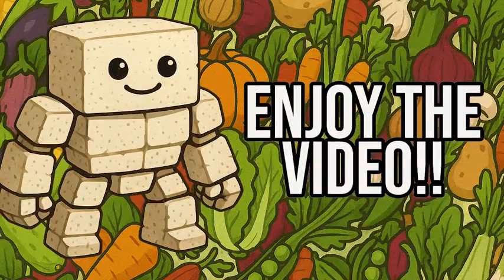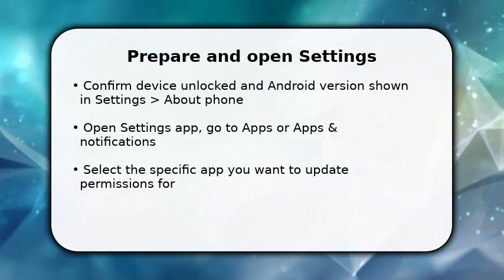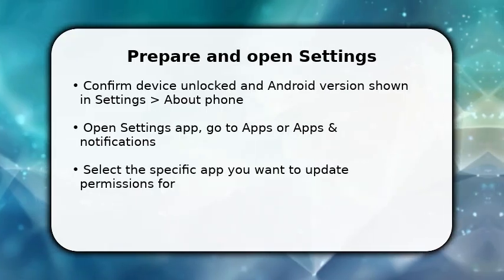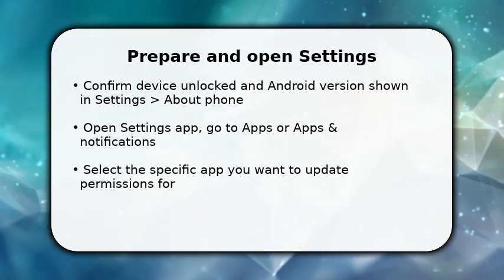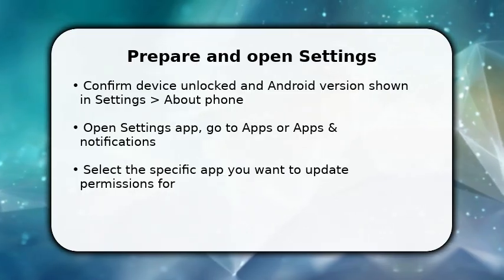Please enjoy the video. You start by confirming essentials. Your phone is unlocked and you know where Settings is. Once done, open Settings and tap Apps or Apps and Notifications to list installed apps. Next, find and select the app that needs permission changes. This directs you to its app info screen.